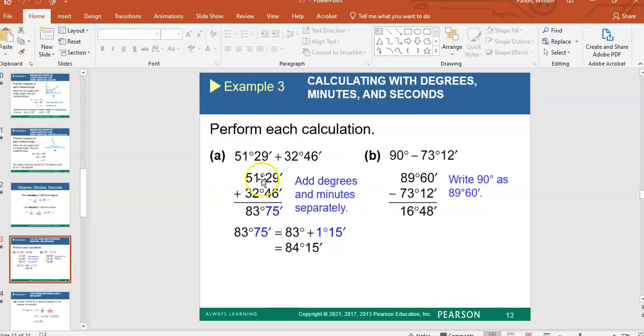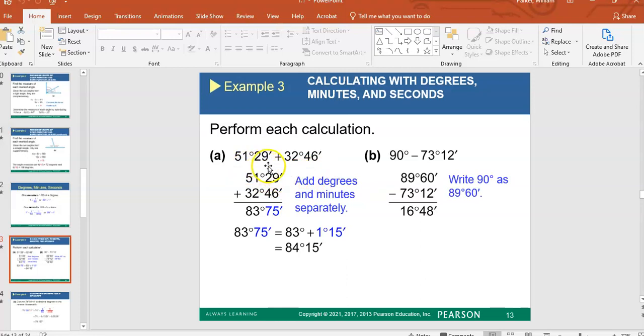So let's perform each calculation. 51 degrees and 29 minutes plus 32 degrees and 46 minutes. Just like minutes in an hour, the highest we can get is 60 minutes and then we start a new hour. We count up to 59 minutes, we get to 60 minutes, and then 61 minutes is really considered 1 hour and 1 minute, right? It's going to be the same in this situation.